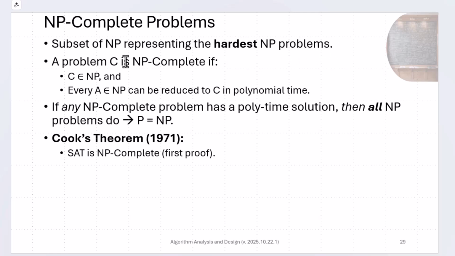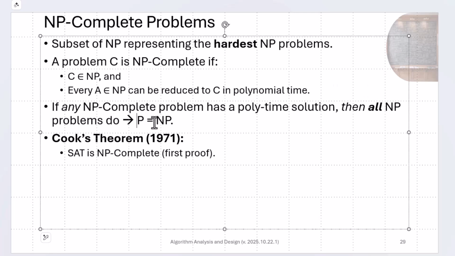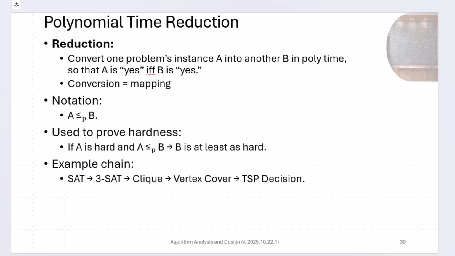A problem C is NP complete if it's in NP and every problem that's an element in NP can be reduced to C in polynomial time. It means every single problem in NP can be reduced to an NP complete problem. So if any NP complete problem has a polynomial time solution, then all NP problems do. So that would prove that P equals NP. Cook's theorem is that SAT, for example, is NP complete. That was the first proof related to NP complete problems.